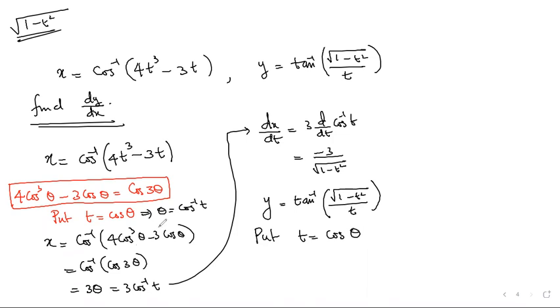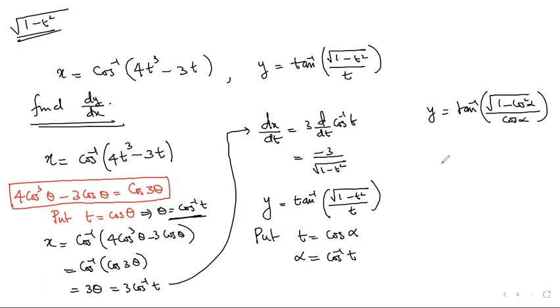Because you already put t as cos theta here, let's use some other letter. Why do we want to use the same letter? We'll use some other letter. So alpha is cos inverse t. So y became tan inverse of root 1 minus cos square alpha upon cos alpha, tan inverse of tan alpha. That became alpha. That became cos inverse t.